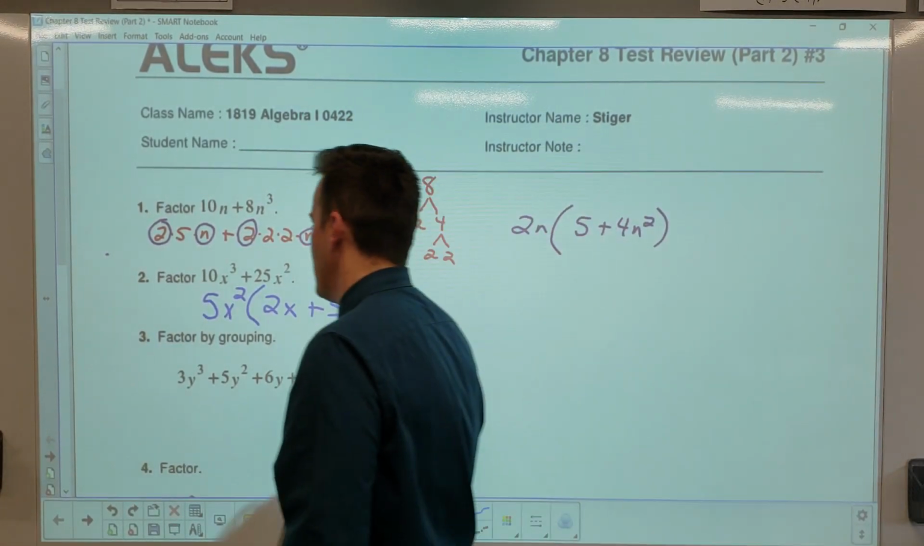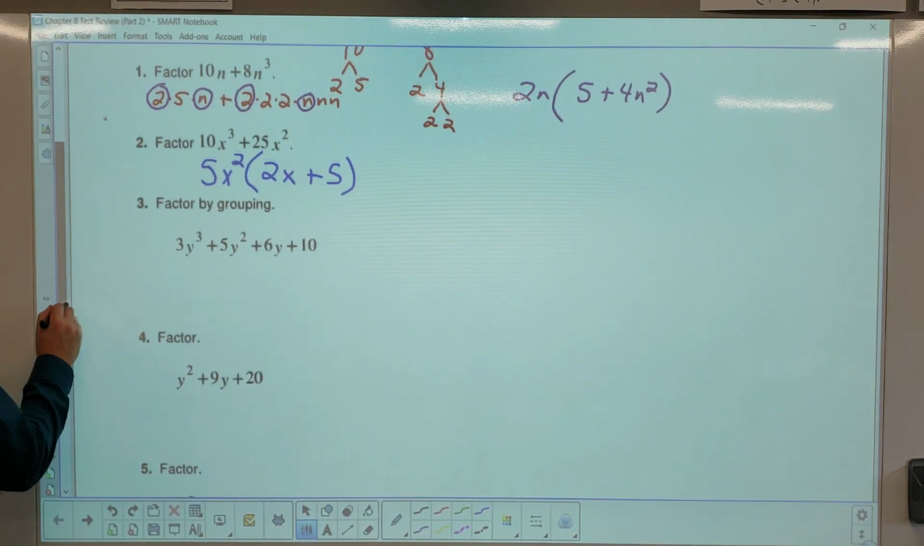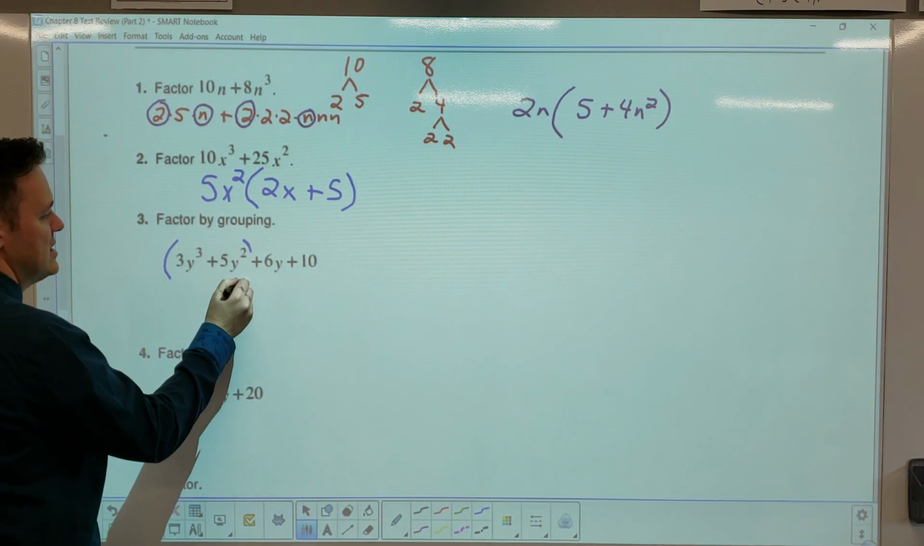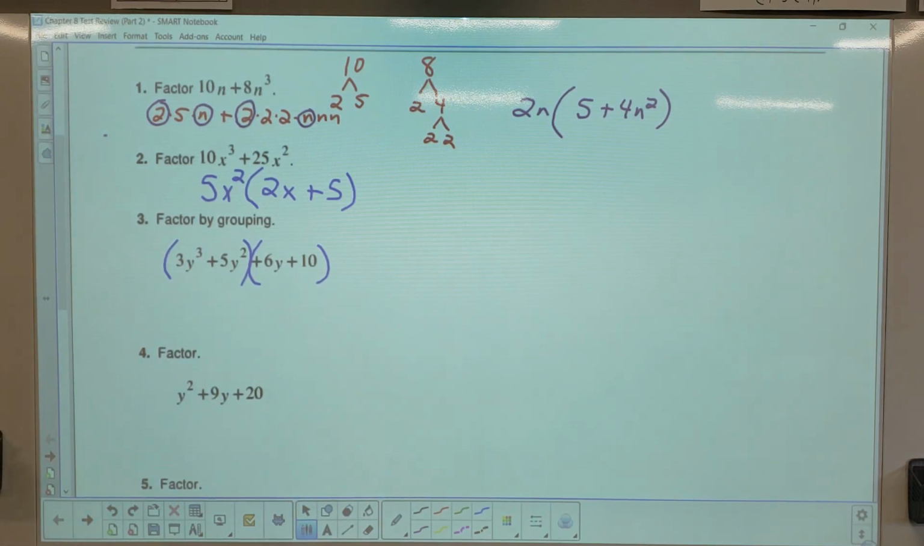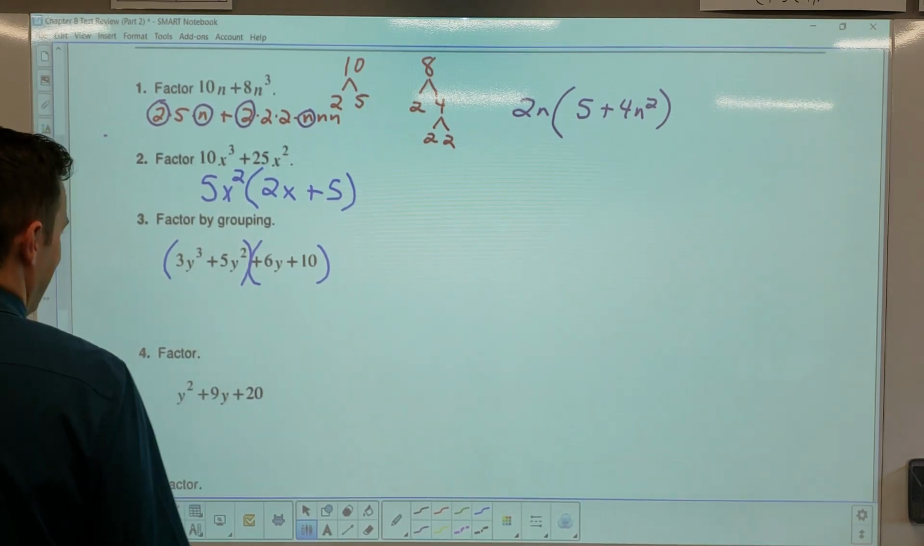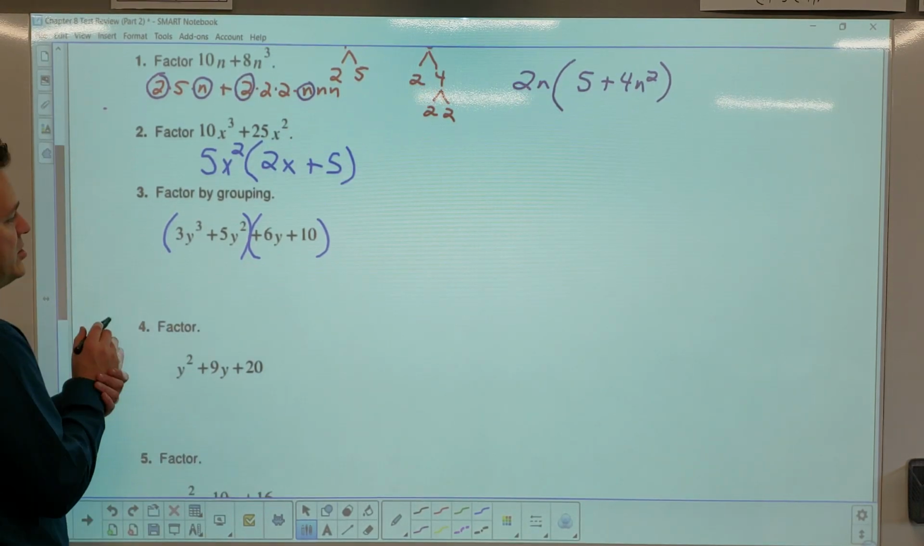All right, factor by grouping. Now we're going to go a step farther. What we're doing is we're going to take and we're grouping this. This is the most difficult one for all of you guys to do. This is the hardest one for you guys to do.